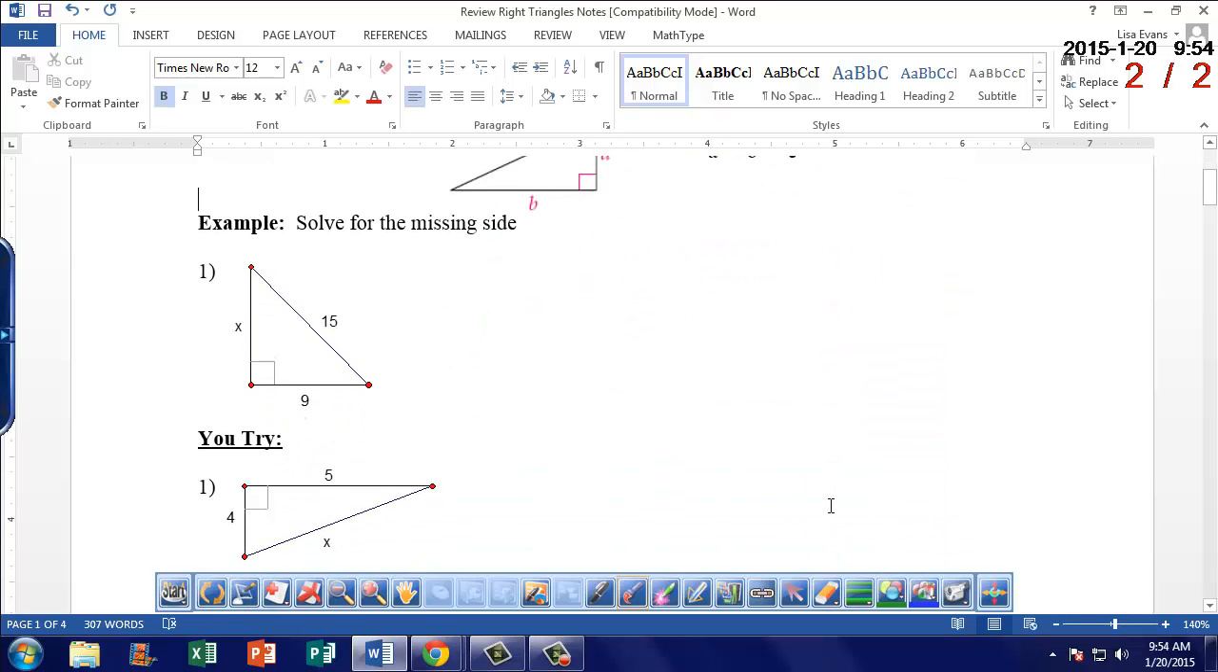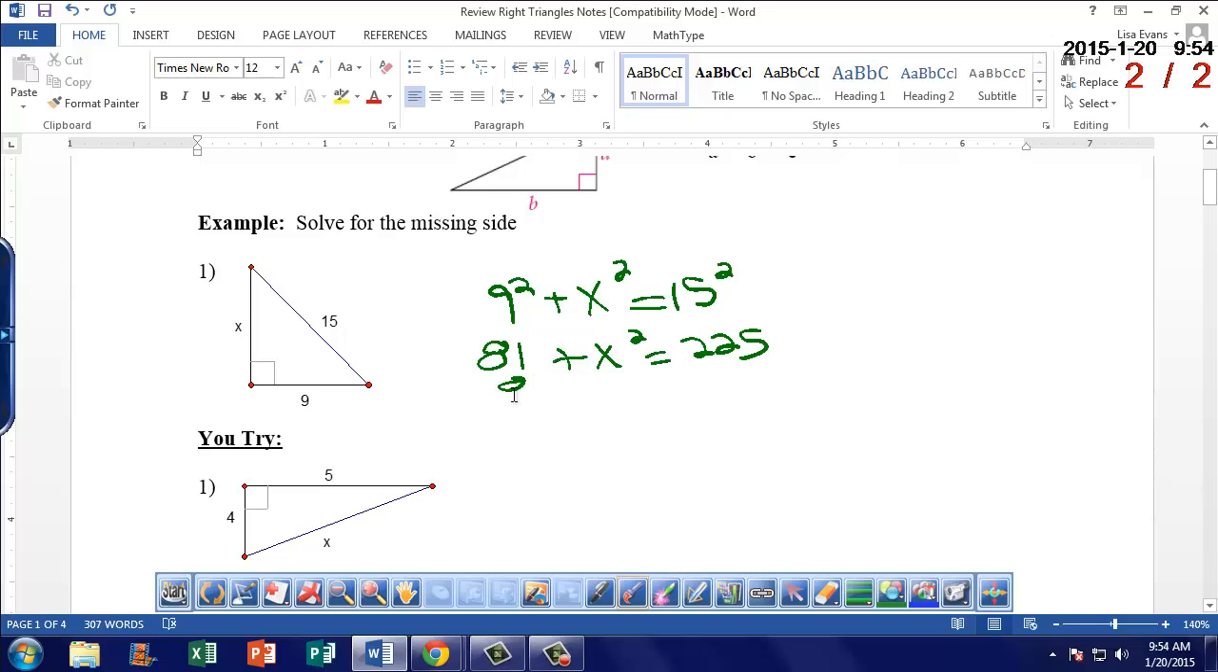In the first example, we are missing a leg, so we're going to do 9 squared plus x squared equals 15 squared, and this is just very simple algebra. So go ahead and square the numbers that you can: 81 plus x squared equals 225. Subtract 81 from both sides, and then go ahead and get x all by itself. How do we get x all by itself? We square root both sides.